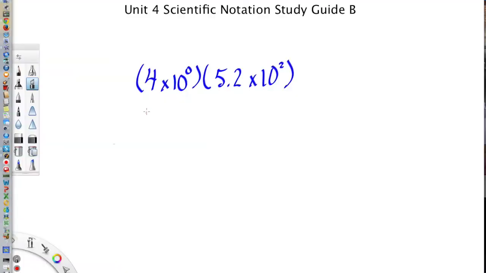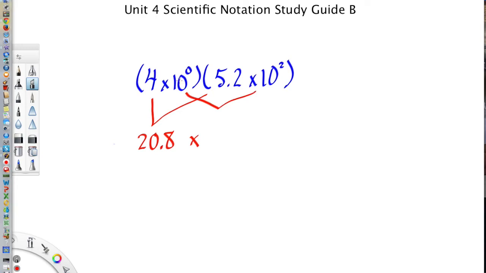And this is the last multiplication problem that we have. We have 4 times 10 to the 0 power times 5 and 2/10 times 10 to the second power. We multiply coefficients first, and this is going to be 4 times 2 is 8, and 4 times 5 is 20. And I have 1 decimal point in my problem, so I have 1 in my answer, 1 in my product.